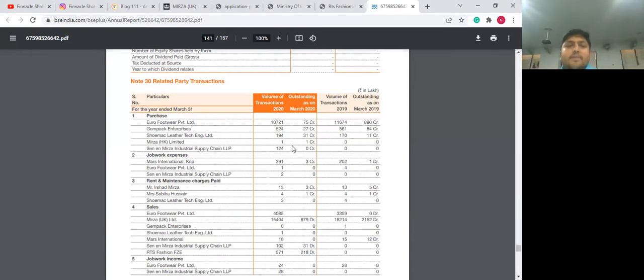So take a look at this. This is note number 30, related party transactions. You will see there are purchase transactions, job work expenses, rent, sales, job work income, and likewise.